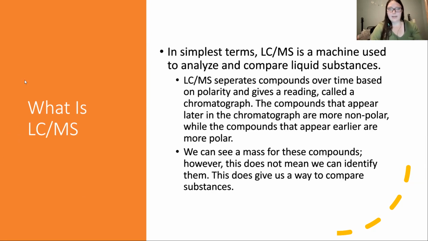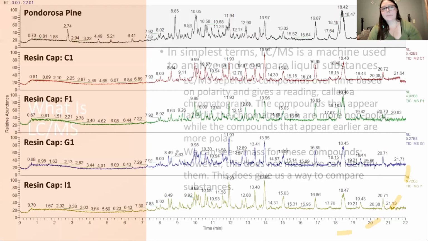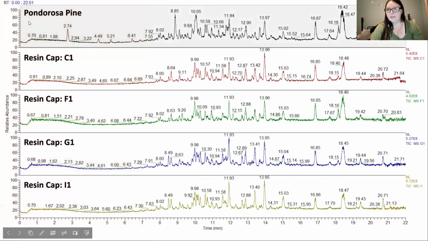So here we have a chromatograph of my resin caps and the ponderosa pine resin that I collected. Sorry, I'm going to move my head here just so you can see the end here. So as you can see, these peaks are lining up, and that is very significant because that means that they had similar compounds exiting the column of the LCMS at the same time. Which means they are likely the same substance, but what would it look like if they were something completely different?